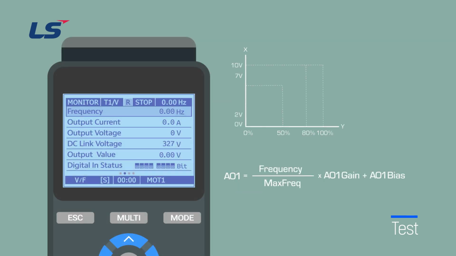Next, let's perform an analog output test. With the bias set to 20% and the gain set to 80%, the graph on the screen will be drawn as shown depending on the output frequency.